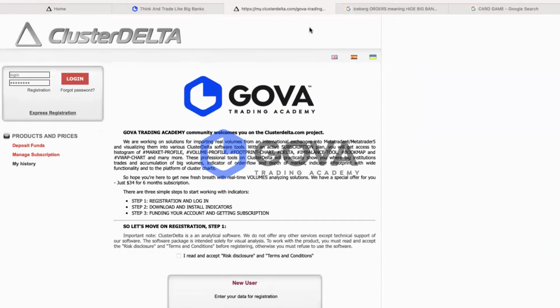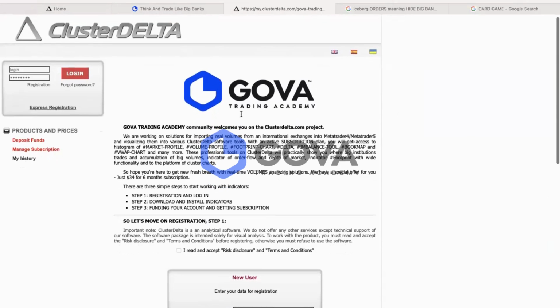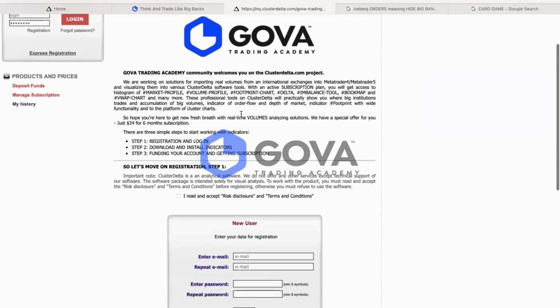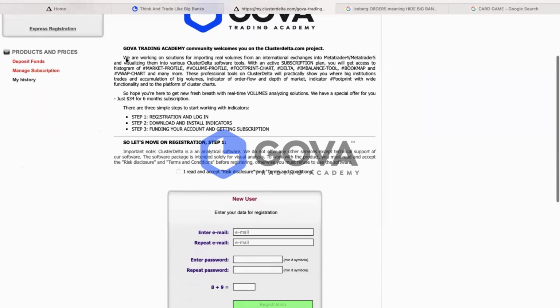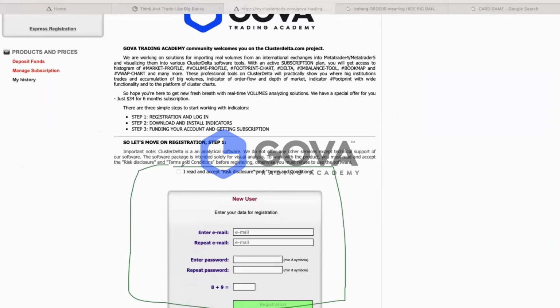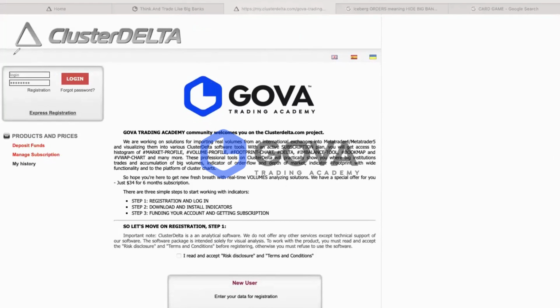On this window, as a new user, you need to sign up. Scroll down a little bit, and you can see where it says new user. Create an account here using your email and password. After creating an account, log in to your account here.